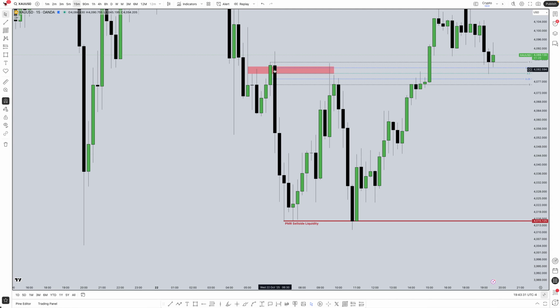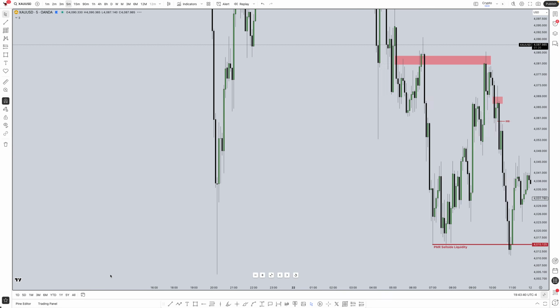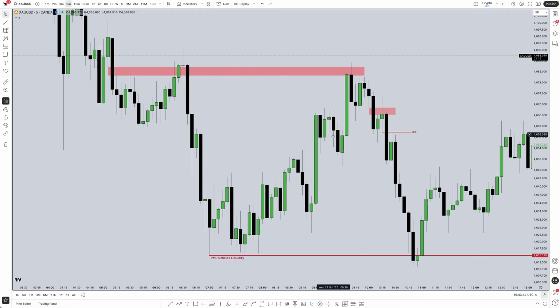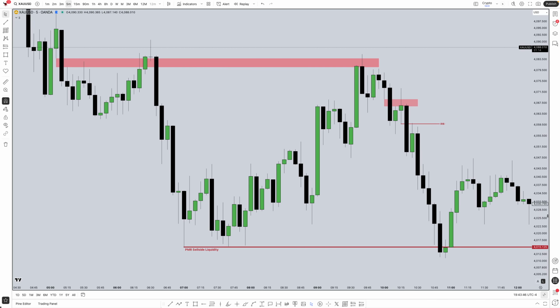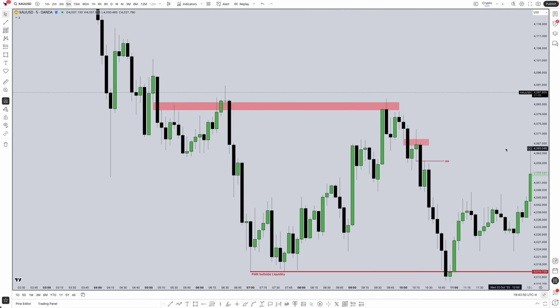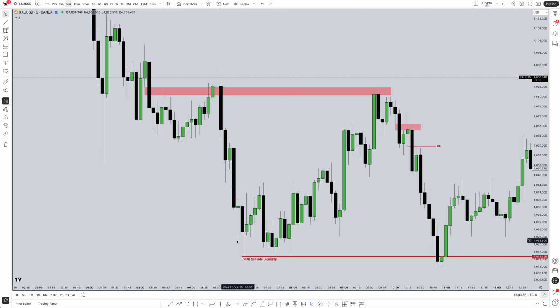Now let's go to 5 minutes and look at what's happening right here, because I like reclaimed fair value gaps. Now inside this, this is the same dealing range that we are talking about, guys. Inside that same dealing range, let me just show you. This is the dealing range that I was pointing out on 15 minutes.